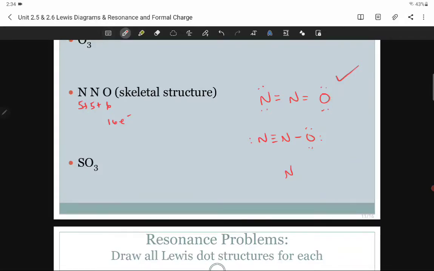Could we also have gone this way? 2, 4, 6, 8, 10, 12, 14, 16 dots. Yep. So you could go look at the Lewis dot structures of those. If they have the same, you go through the formal charge of all 3 of those. If they have similar outcomes for formal charge, then it resonates between those types of bonds. Okay.